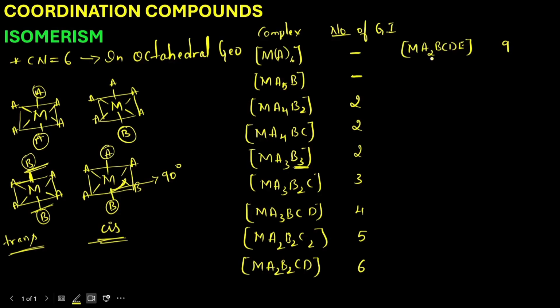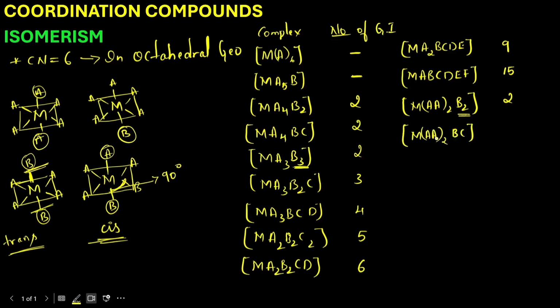Now we will split A2. So therefore all 6 ligands will be different. Therefore M, A, B, C, D, E, F. In this case, the number of geometrical isomers possible is 15. Now we will consider M(AA)2B2. In this type of complex, the number of geometrical isomers is 2. So now we will split B2. Therefore M(AA)2BC. In this type of complex, geometrical isomers are again 2.